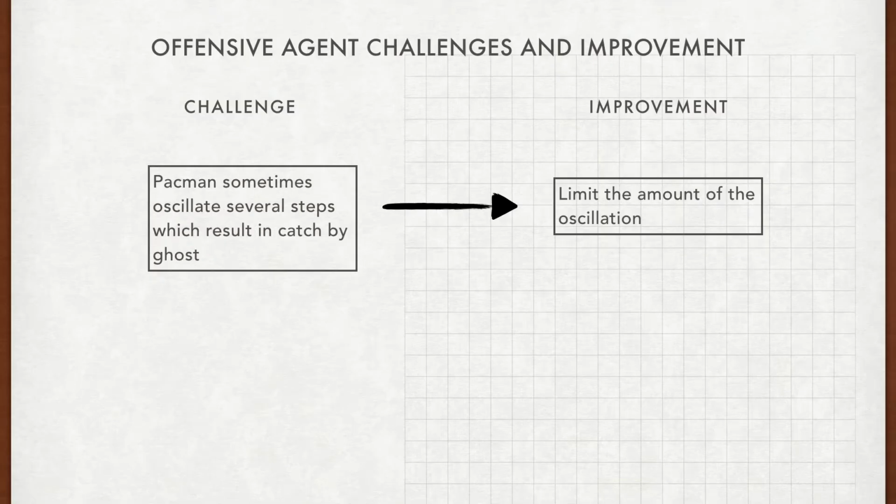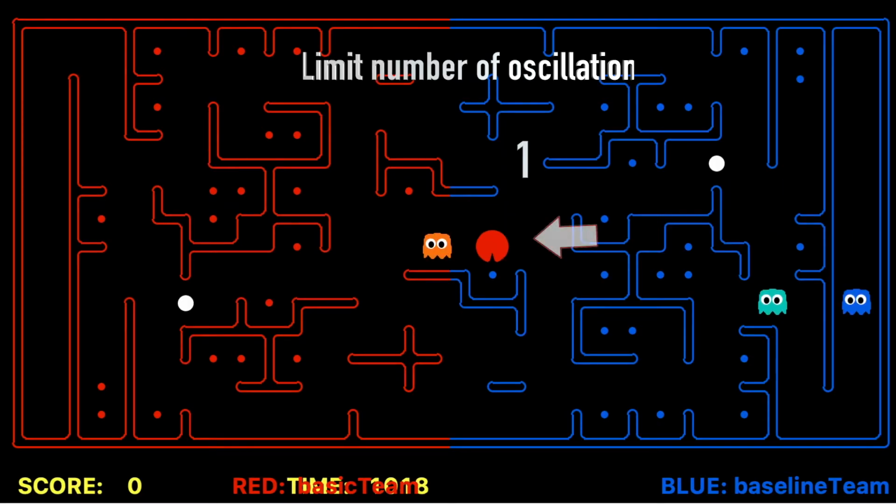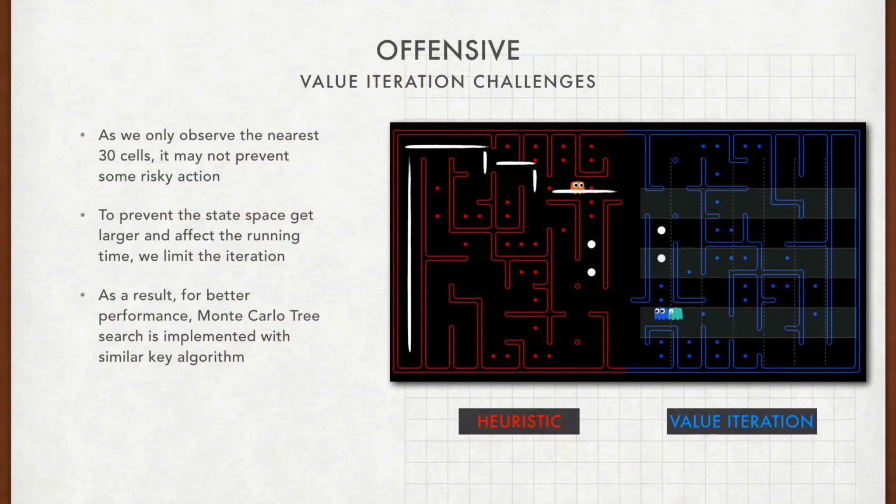The challenge is that oscillations may occur and may increase the risk of being caught by the ghost. In order to avoid this, we have implemented a method called avoid stuck to stop Pacman from repeatedly going back and forth. One disadvantage of the value iteration algorithm is that we may need to iterate more times in order to cover all possible steps in the map to retrieve the most optimal actions for Pacman. Therefore, 30 iterations is not enough to filter all possible risky actions.